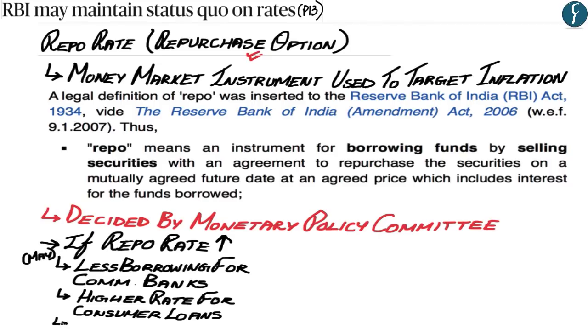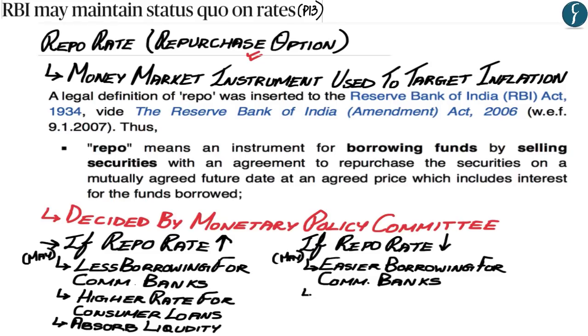And lastly, if the repo rate is increased, there may be a chance that it may absorb the excess liquidity in the market. However, if the repo rate is decreased, then it leads to easier borrowing for commercial banks. Apart from this, there is also a chance that it may lead to lowering of rate for consumer loans. And lastly, if the repo rate is decreased, there is also a chance of an increased liquidity in the market.